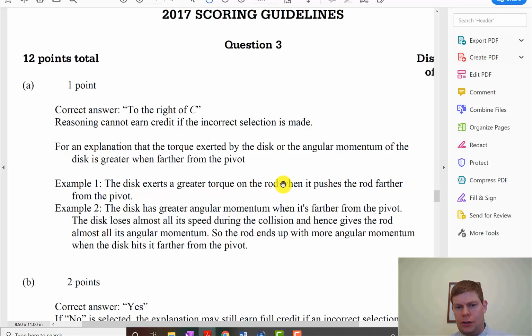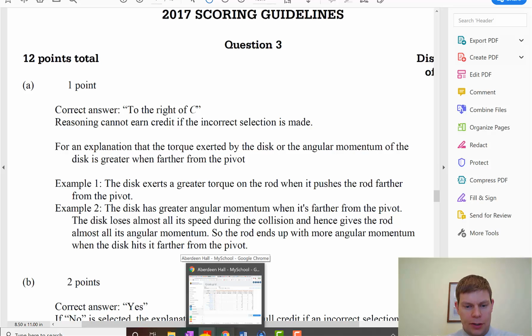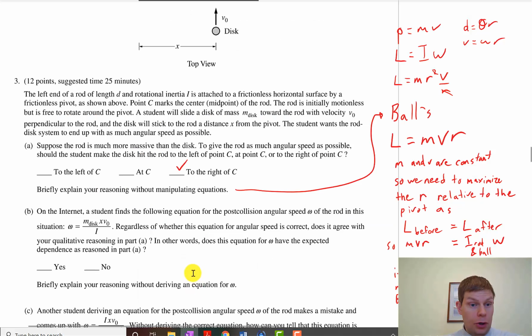The disc exerts a greater torque on the rod when it pushes the rod farther from the pivot. True. You could also have just said the disc has a greater angular momentum when it's farther from the pivot, which is what I was getting at. The disc loses almost all its speed during the collision, hence gives the rod almost all its angular momentum. So the rod ends up with more angular momentum when the disc hits it farther from the pivot. That is the gist of the kinds of explanations that they're looking for. So you don't have to get as complicated as I was, though it becomes useful later.